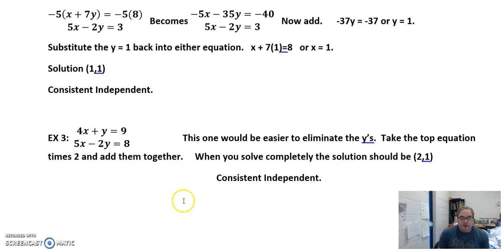Example 3, I'm not going to go through this one. I just made it up for you to practice right now. Take the top equation times 2, add them together, see what happens. You should get (2, 1), and that'd be consistent independent.